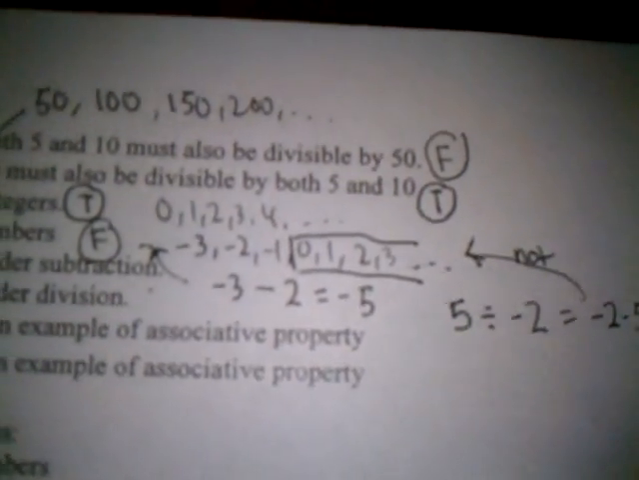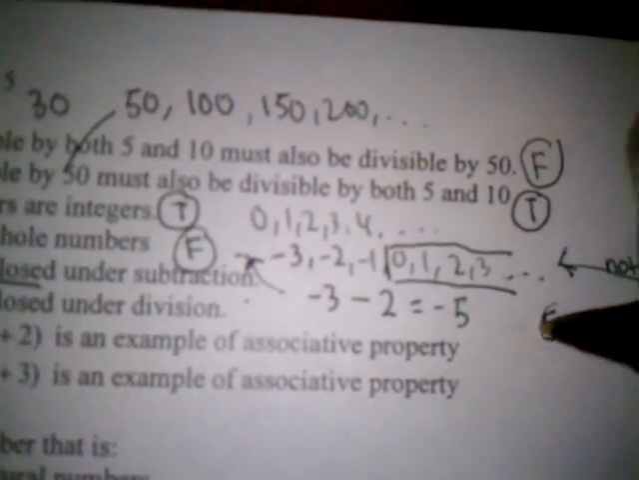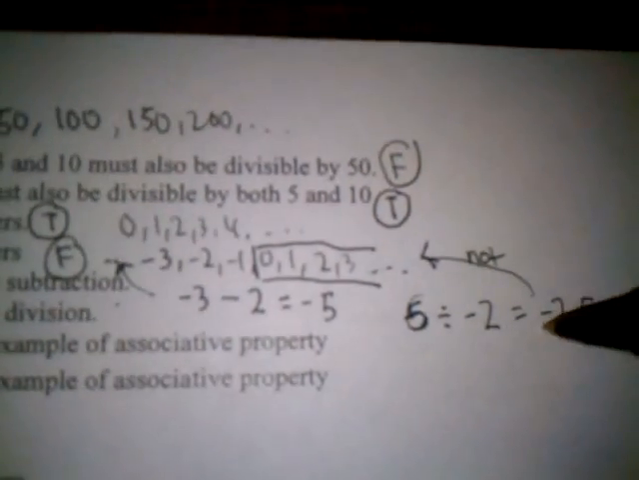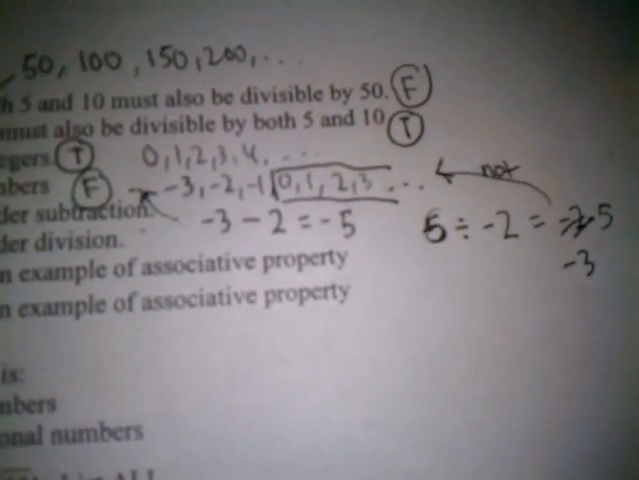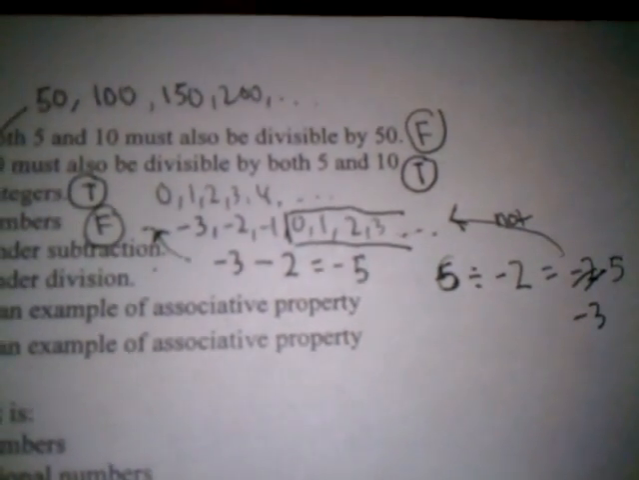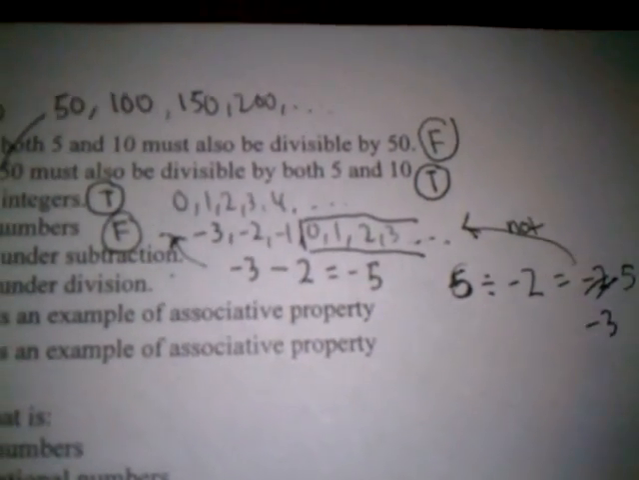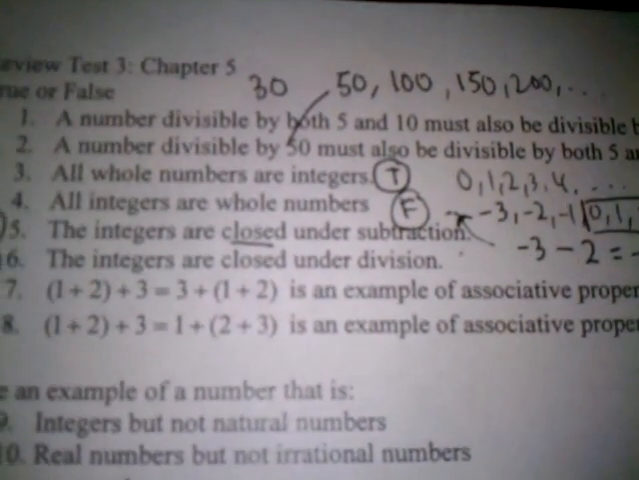But some students will ask, how about 6? 6 divided by -2 is -3. But as you know, if you want to have closure, you have to check all the possible combinations of numbers, not just selected numbers. That's why question number 6 is false.